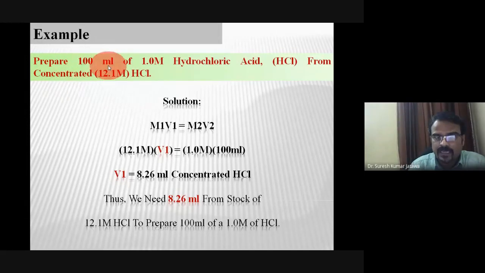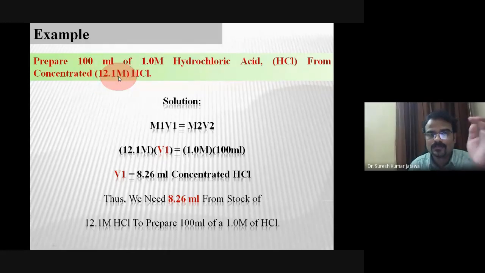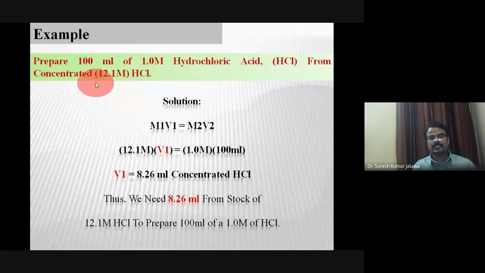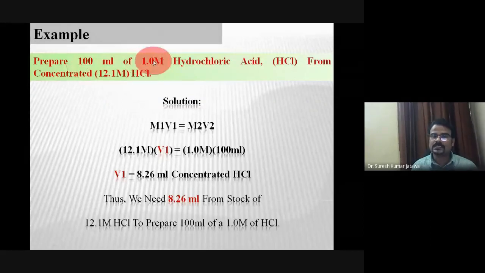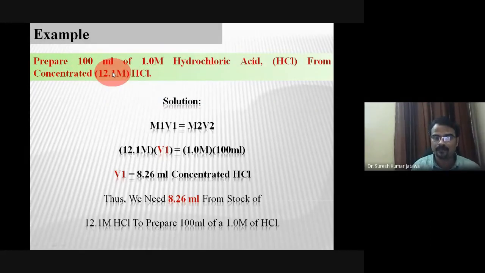Prepare 100 ml. This is the volume which you are going to prepare, so it is V2. And 1 molar hydrochloric acid: the concentration of this solution is 1 molar, so it is M2. From concentrated 12.1 molar HCl, so it is your stock solution. The molarity of the stock solution is 12.1 molar. So this is V2, this is M2, and this is M1.